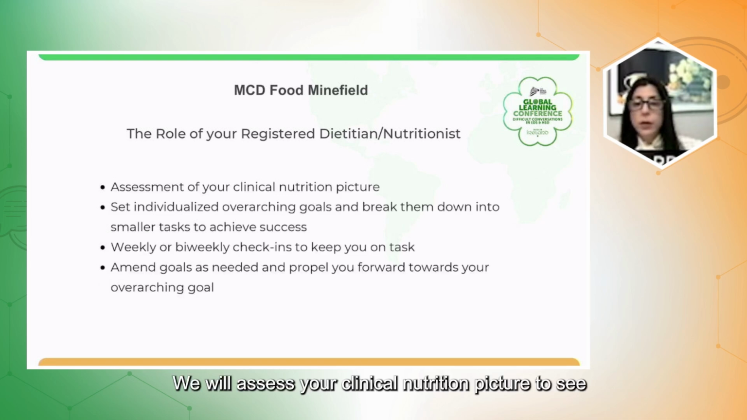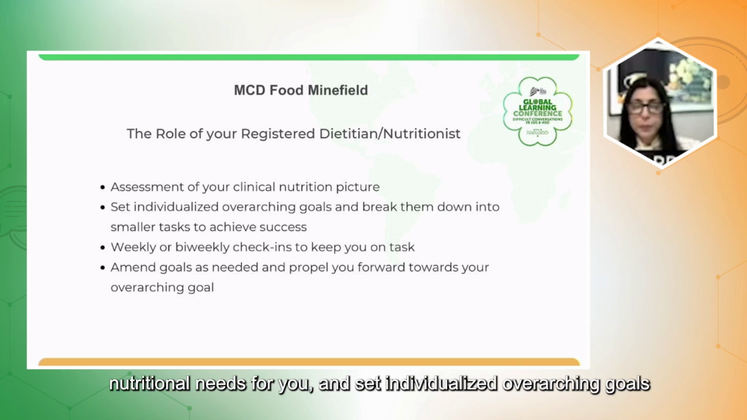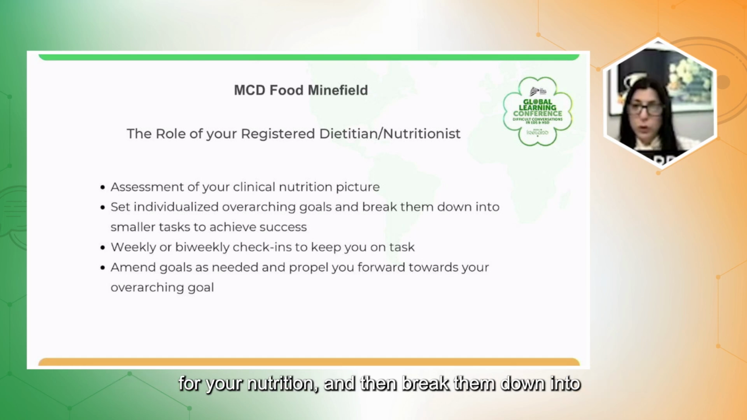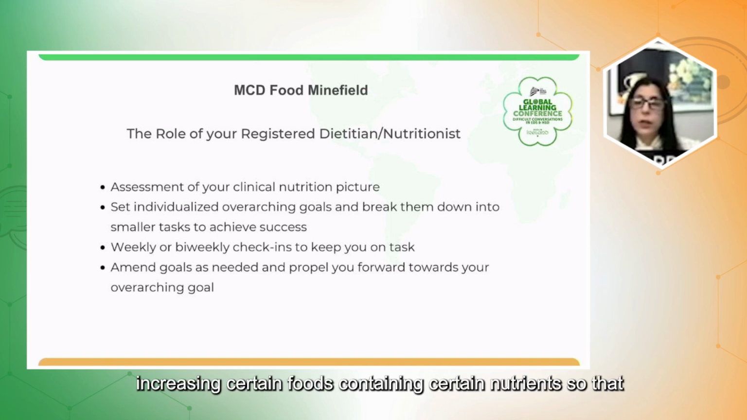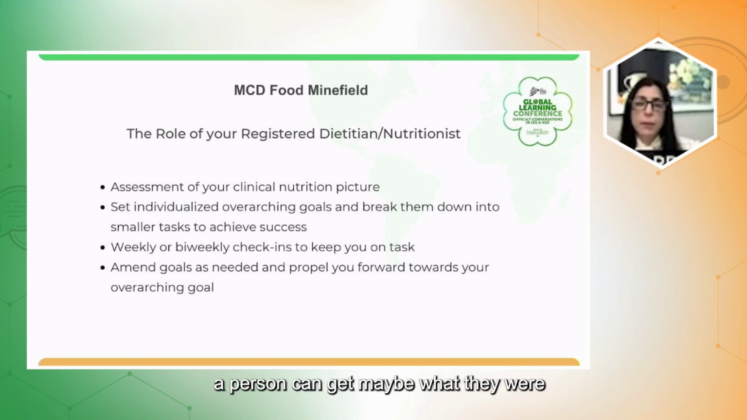We will assess your clinical nutrition picture to see what is going on, and we will prioritize your nutritional needs for you and set individualized overarching goals for your nutrition, and then break them down into smaller tasks that we can achieve success. So for instance, an overarching goal is going to be, let's say, to reduce fatigue. And then how are we going to do that? Maybe we're going to set a goal of increasing certain foods containing certain nutrients so that a person can get maybe what they were missing and start to feel better.